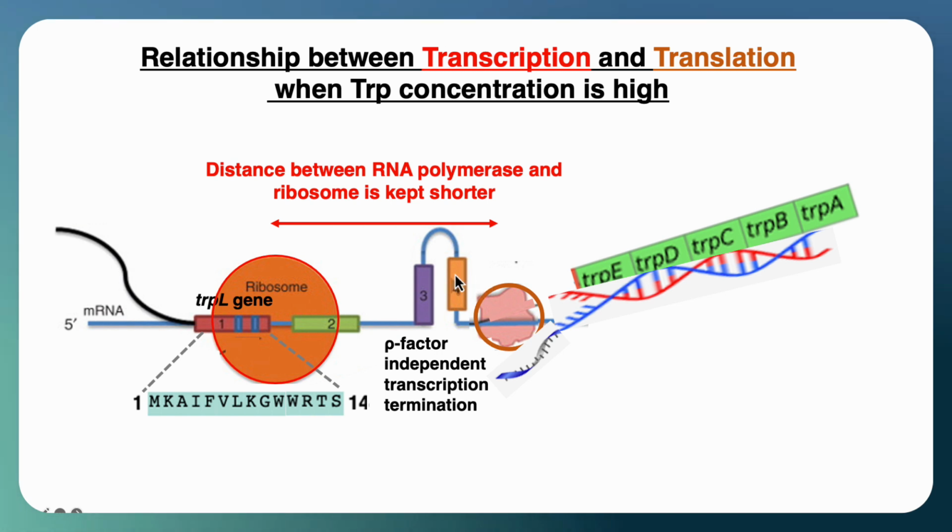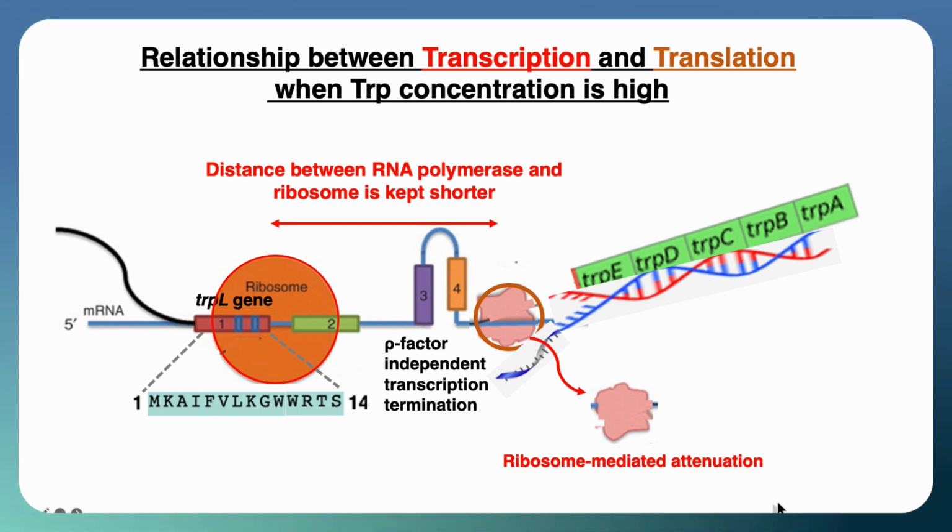The hairpin structure positioned immediately behind the RNA polymerase can sometimes function as a Rho factor-independent transcription termination signal. This causes the RNA polymerase to detach from the DNA sequence mid-transcription, resulting in premature termination of transcription. This phenomenon is called transcriptional attenuation, which leads to a decrease in transcription. This mechanism is referred to as ribosome-mediated attenuation.